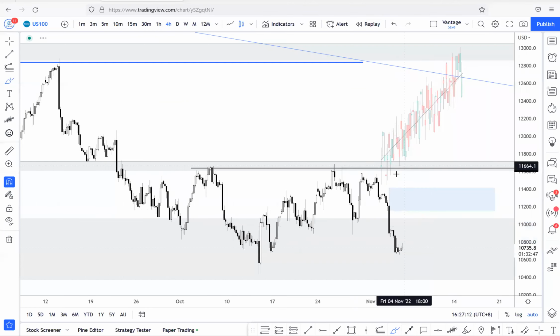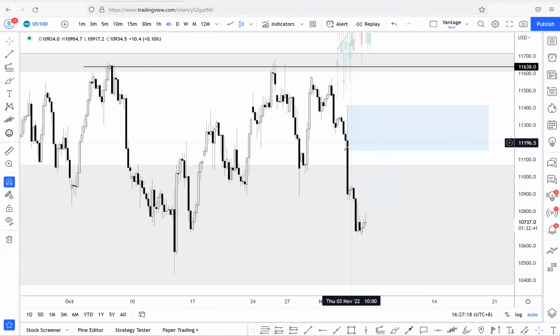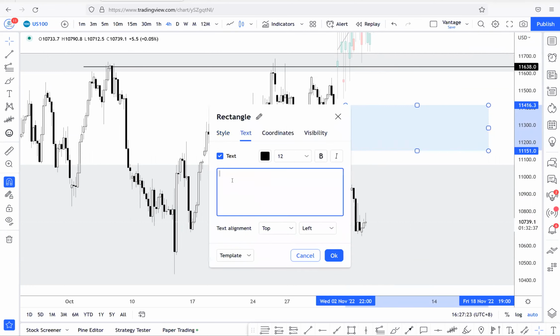Okay, so I would say that on the smaller time frame, if we were to narrow down the levels that we want to watch, this would be the first resistance region for me, this area here. So I probably want to label this, I'll label this as the H4, right?